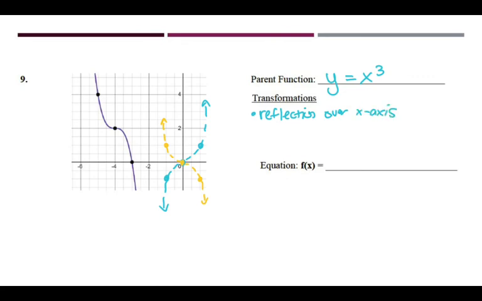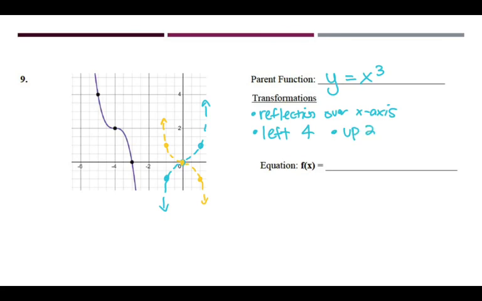And after I have that reflection, I can see that I have also moved. This point is going to become this point. So I have moved 4 units to the left and 2 units up. Let me make that note. So to the left 4 and up 2.